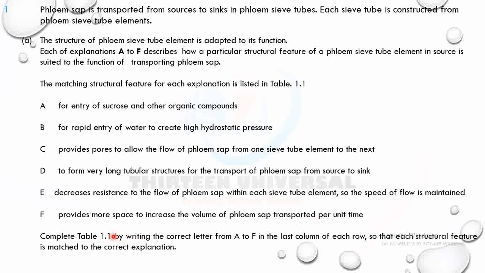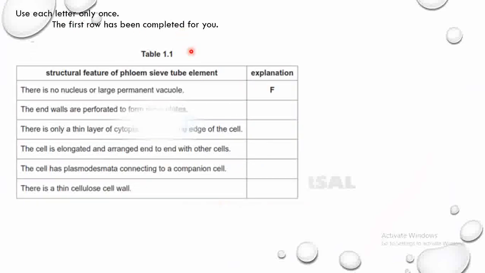So complete table 1.1 by writing the correct letter from A to F in the last column of each row, so that each structural feature is matched to the correct explanation. All right, let's see. I can see that they use each letter only once. The first row has been completed for you. You can see that there is no nucleus, so this has been done for us.